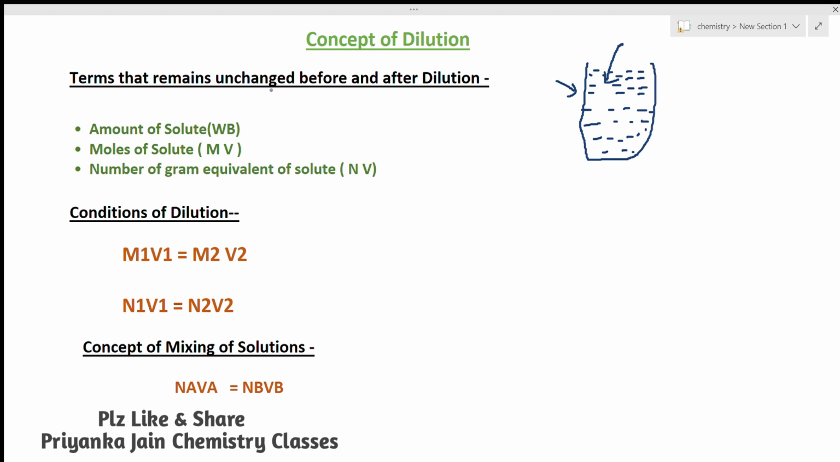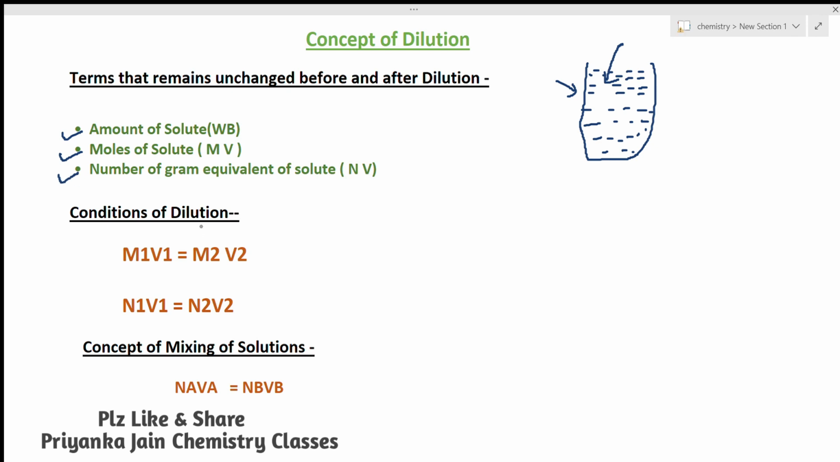So the terms that remain unchanged before and after the dilution. See here, the amount of the solute will remain unchanged because the amount of solute is as it is, right? So the number of moles of the solute will also remain as it is, and the number of gram equivalents of the solute will also remain as it is.